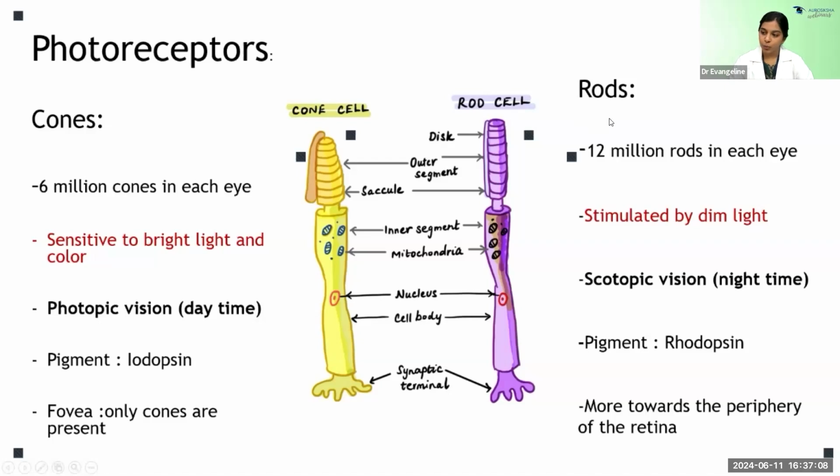Rods. We have 12 million rods in each eye. See, there's a huge difference in number. So rods are more in number than the cones. They are stimulated by dim light, and they help us see during the night time, or for scotopic vision. The pigment that is found in rods is rhodopsin. Rods are more concentrated towards the periphery of the retina.